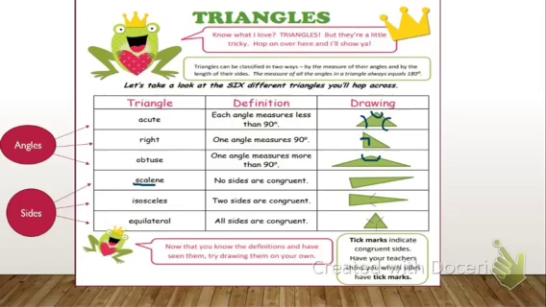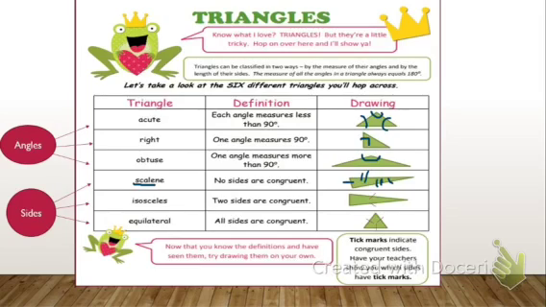Now if you look to the right, when you're classifying by sides, there would be hashes, and because none of the sides are the same, none of the tick marks would be the same. So that one might have 1, this one might have 2, and this side might have 3, to show that none of the sides are congruent.